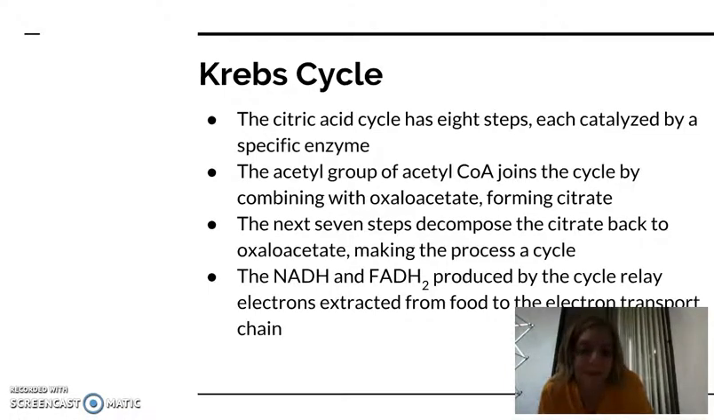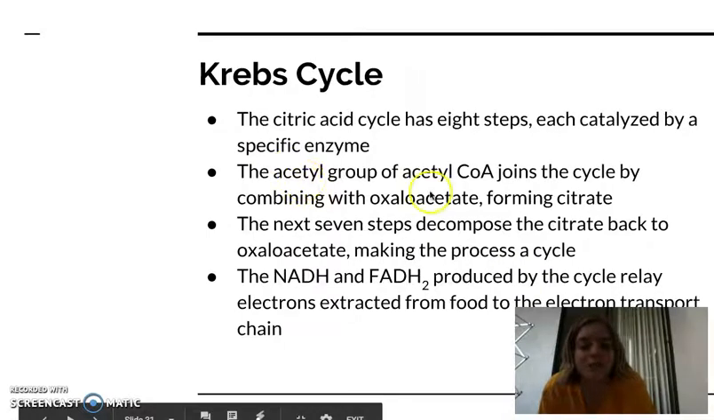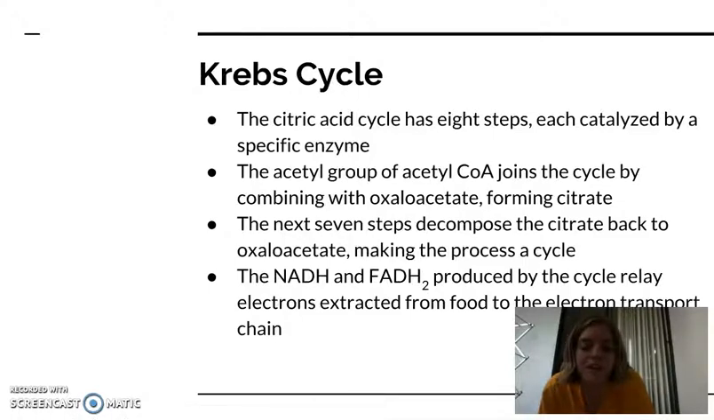There are 8 steps in the citric acid cycle, but once again, similar to glycolysis, the AP exam isn't concerned that you've memorized those 8 steps. However, it can be helpful to think of each step and know that it's catalyzed by a specific enzyme. One of the most important steps is the first step, and this is where the acetyl group of the acetyl-CoA joins the cycle by combining with a molecule called oxaloacetate. This combination forms something called citrate, which is an ionized form of citric acid, hence the name citric acid cycle. The citrate is what you need to actually get the rest of the cycle going.